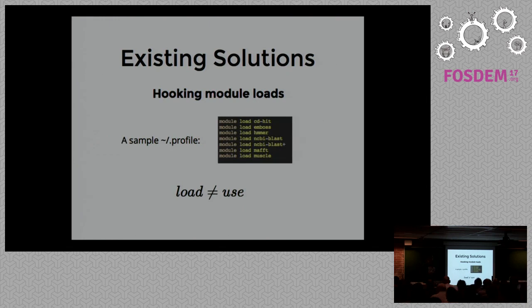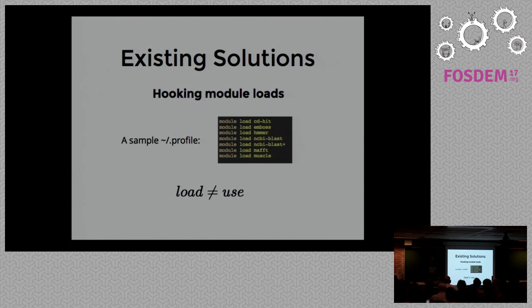Then there are, if you're using a module system, which, how many people here do know what a module system does? All right, so I'm going to explain this briefly. If you do, a module system is a way to load and unload software in different versions. So module load, in this case, Emboss, for example, loads Emboss in the most current version. If you would do an unload, it would unload it. It does that by setting environment variables.